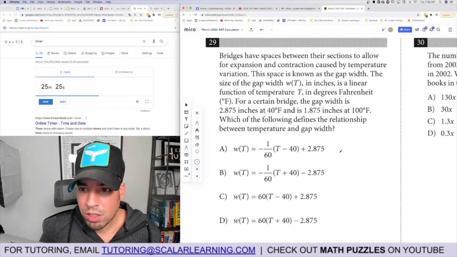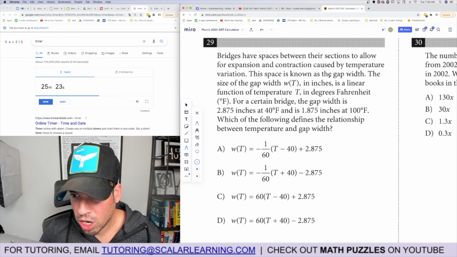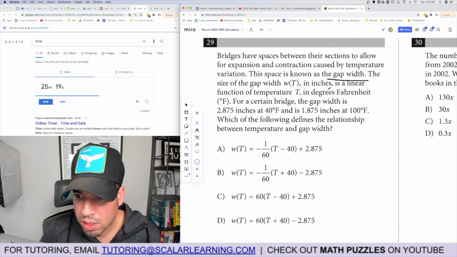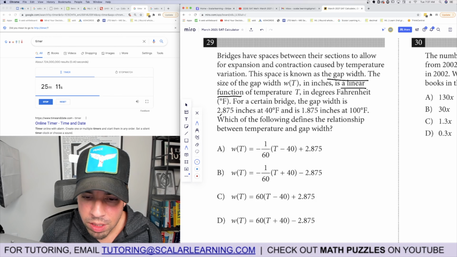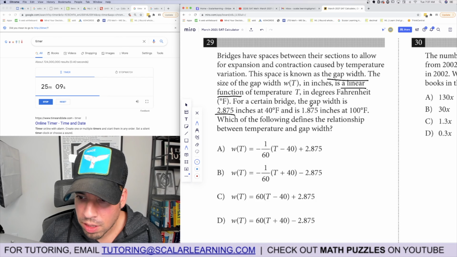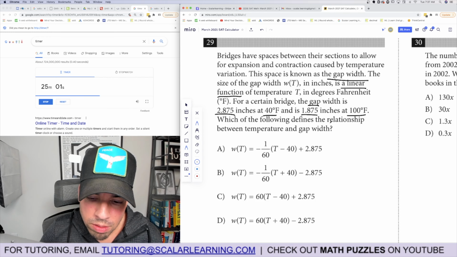Numero 29. Bridges have spaces between their sections to allow for expansion and contraction caused by temperature variation. The space is known as the gap width. The size of the gap width in inches is a linear function of temperature T in degrees Fahrenheit. For a certain bridge, the gap width is 2.875 at 40 and 1.875 at 100. Which equation defines the relationship between temperature and gap width?